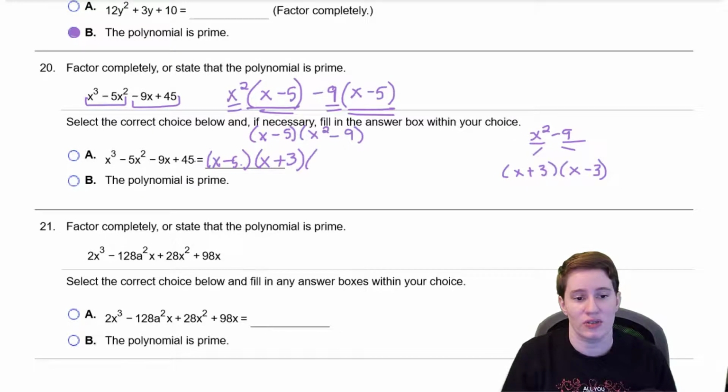That would not actually factor anymore. But since it was minus 9, it did. So this would be our correct answer. X minus 5, x plus 3, x minus 3. And those, again, can be in any order.